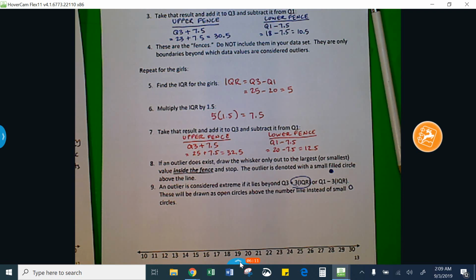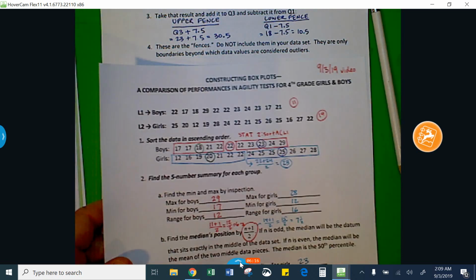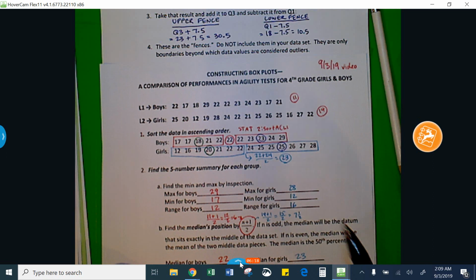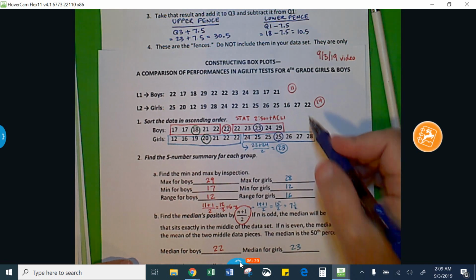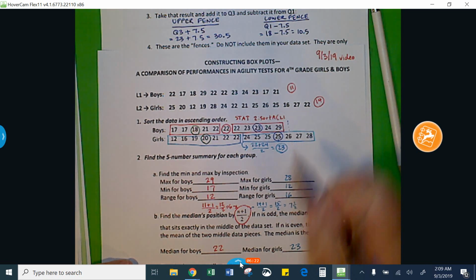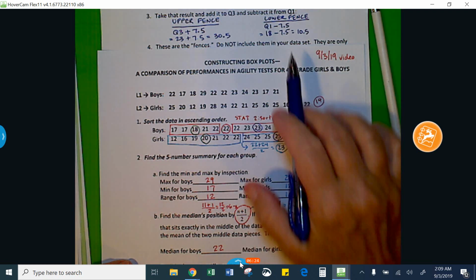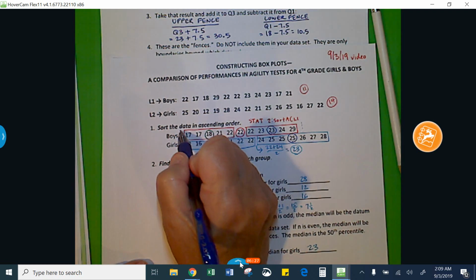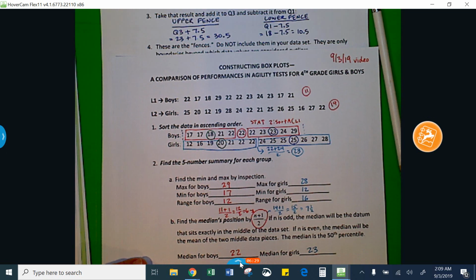Alright, so let's figure out first if we have any outliers. So let's look at the boys data. The upper fence is 30.5, so the upper fence actually would fall outside of this data value. The lower fence is 10.5, which would fall way outside. So the boys data is centered enough, is tight enough, no outliers.